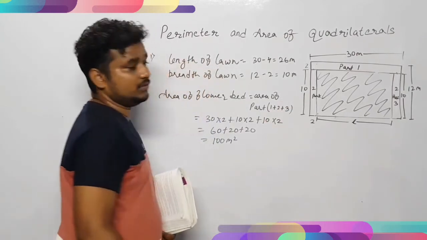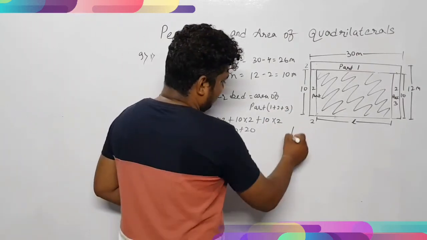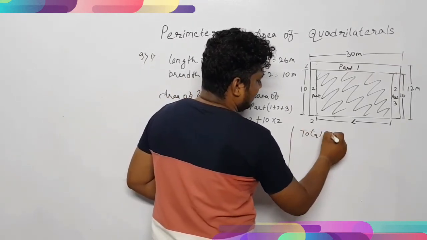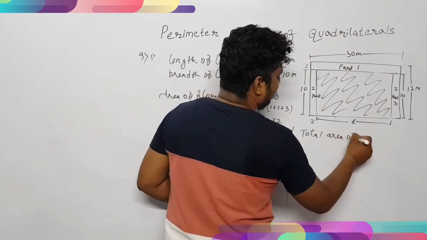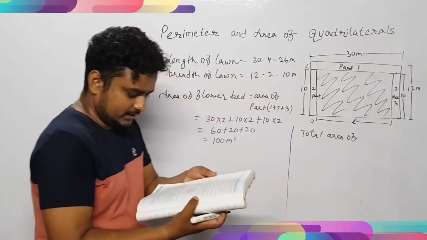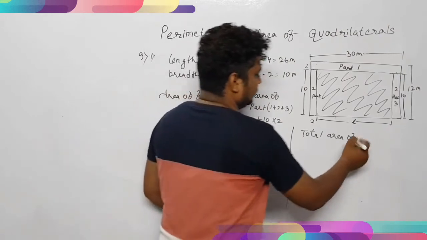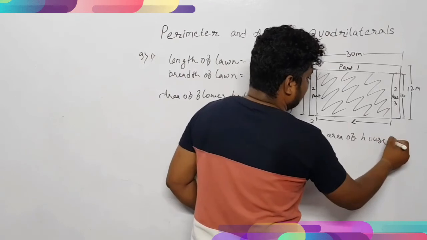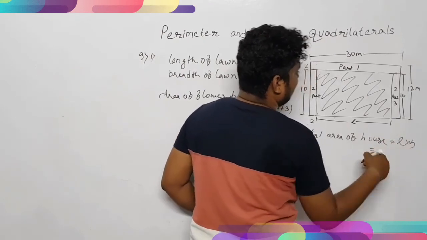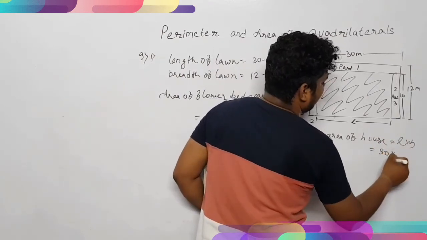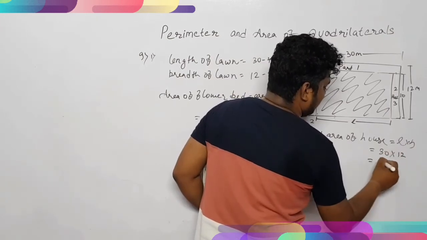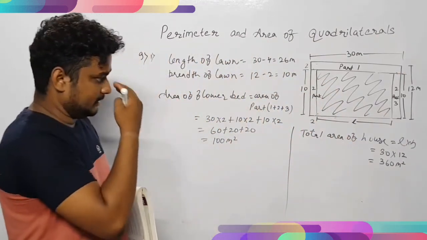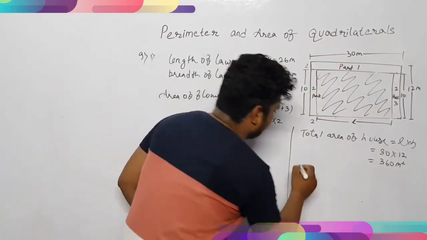Now coming to the direct form, in that we will find the complete, total area of the field. That is equal to length into breadth. What is the actual length? It is given 30, and what is the actual breadth? That is given 12. So 360 meter square. This is the total area. Now we will find the area of the lawn.